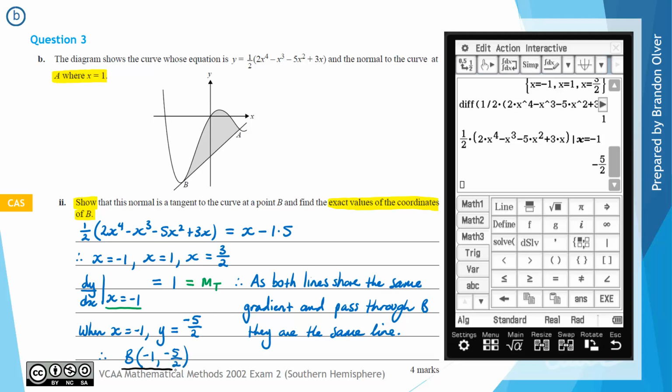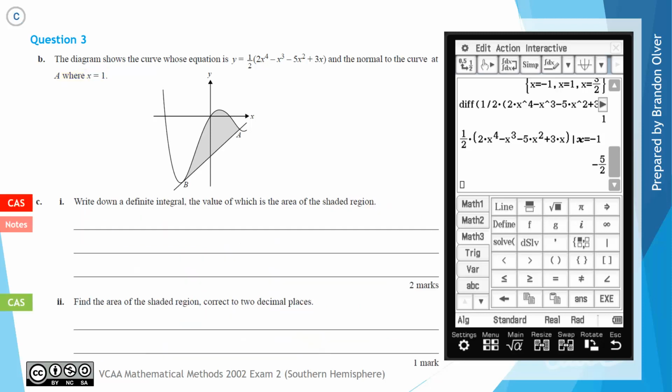So along with the working to show that the tangent line and the normal line were the same line, that's the other part of the answer to part 2 of this question. For part C of this question, we're firstly asked to write down a definite integral, the value of which is the area of the shaded region shown in that diagram.